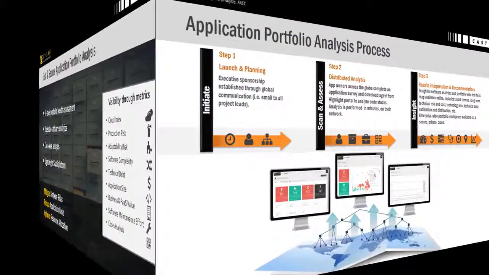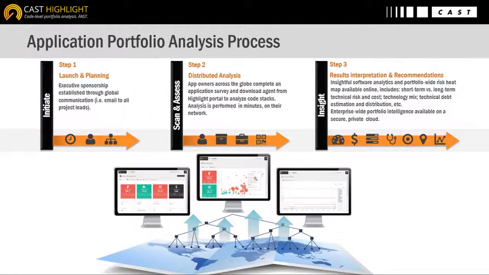The assessment process is very straightforward and can be summarized as follows. Cast Highlight uses assessment campaigns that invite application owners to answer a short survey and execute a local agent to scan the code. This analysis happens locally, and only the results of the scan are uploaded to the portal. In other words, the code never leaves the company.